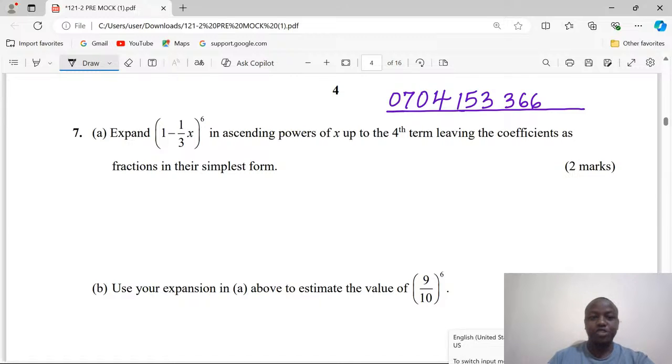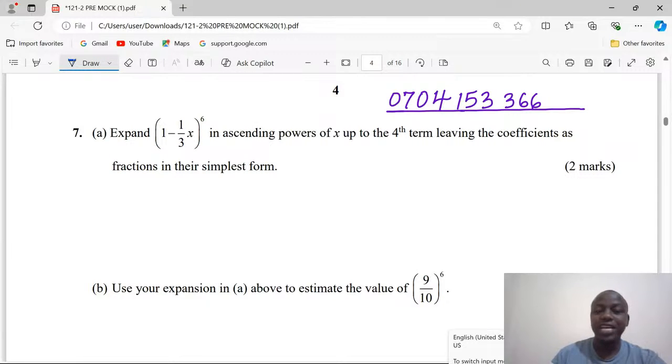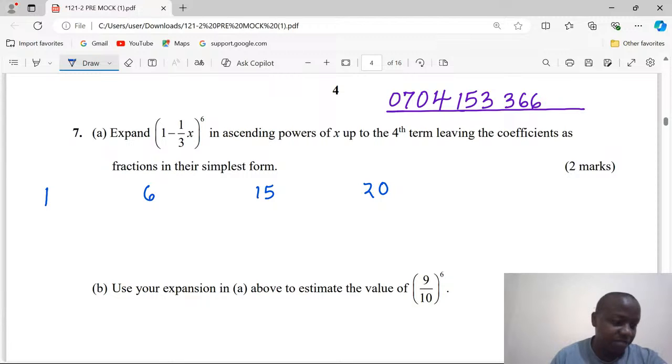any binomial expression, we are supposed to, first of all, list the binomial coefficients of the given power. And in this case, we are given power 6. Therefore, I'm going to write the coefficients of power 6 for the first 4 terms. So I will start with 1, 6, 15, and 20. So those are the first 4 terms' coefficients.